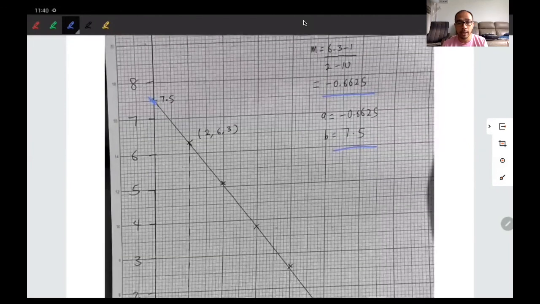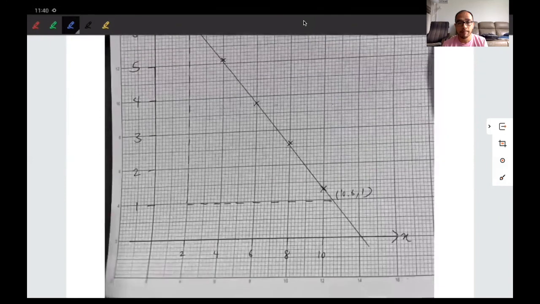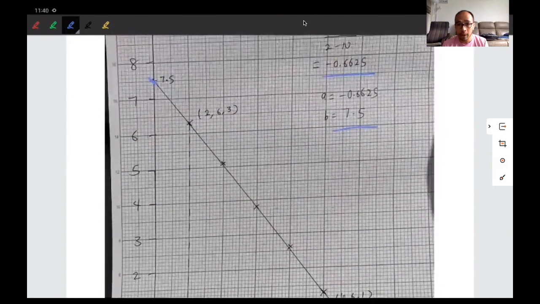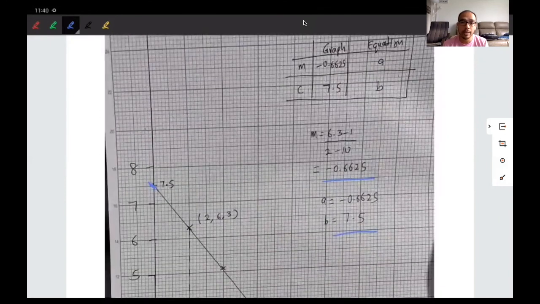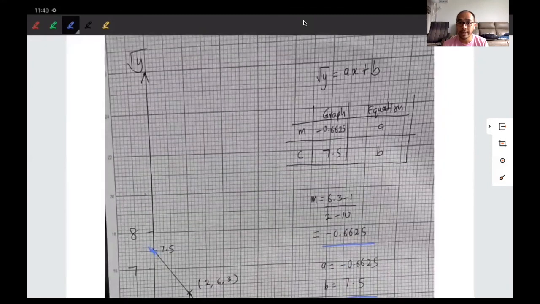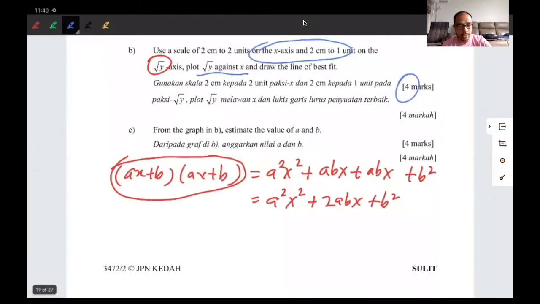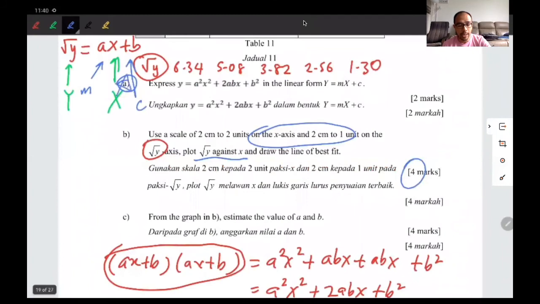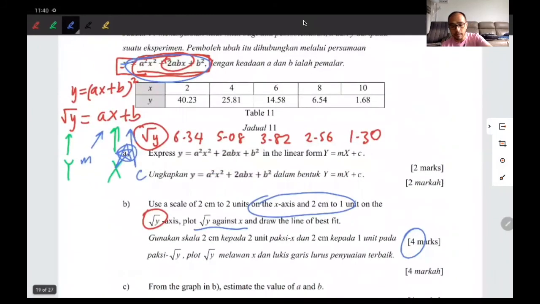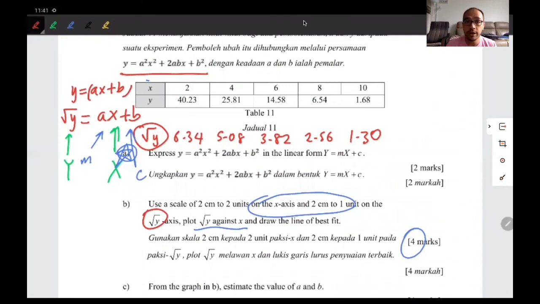You can, yeah. So actually this one, the plotting and finding the gradient is quite easy. The only one that is difficult is actually this question A. How to convert this equation to become linear. That's the only hard part. Very out of the ordinary.